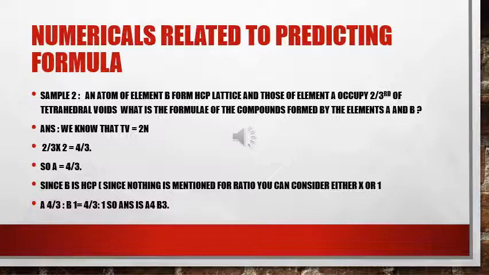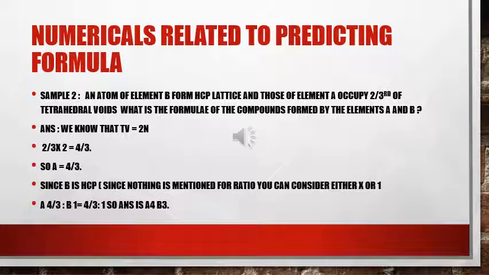Now, what detail have I given you for tetrahedral voids? Always tetrahedral voids will be twice the number of atoms. So, what answer can you write? You can write A is equal to 2 by 3 into 2. Why? 2/3 of tetrahedral voids, so 2 by 3 into 2 times. 2 by 3 into 2 is nothing but 4 by 3. So, you have calculated A's contribution is 4 by 3. Then what about B? They have given simply it is an HCP lattice. You don't know anything about B, so you can assume let it be X. Either you can use the term X or you can use the term 1.